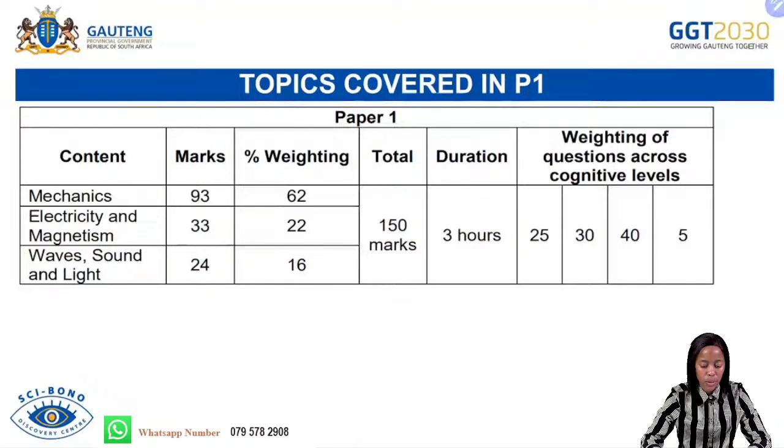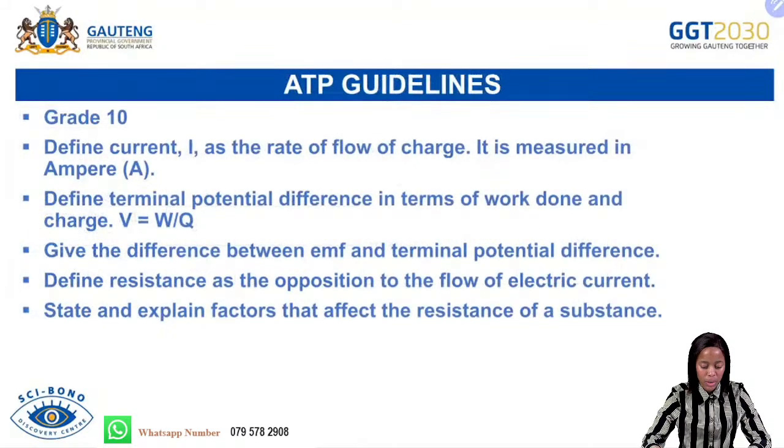Okay, and for the topics to be covered in paper 1, we have your mechanics, which has a total of 93 marks and a percentage weighting of 62. Then we have your electricity and magnetism, which has a total of 33 marks and a percentage weighting of 22. And then the last one would be your waves, sound, and light, which has a total of 24 marks and a percentage weighting of 16.